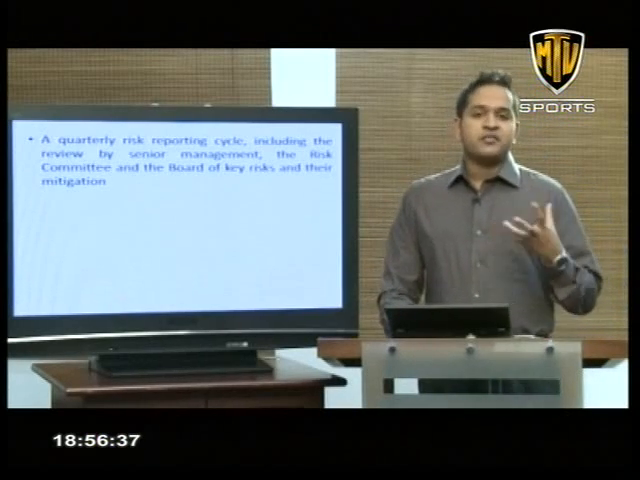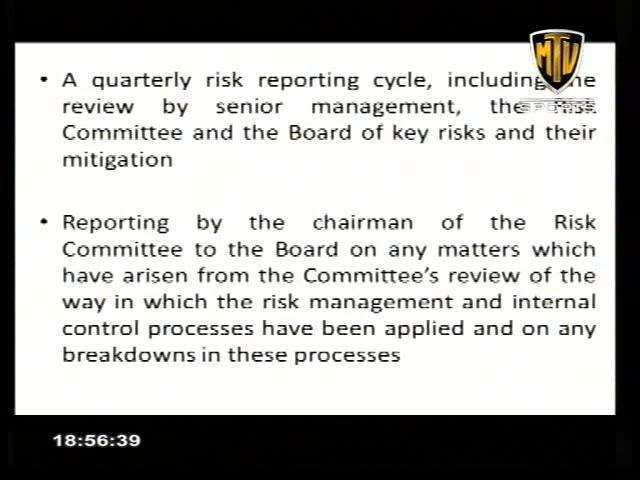A quarterly risk reporting cycle, so this is where your reporting comes into play. Now governance is fine, implementation is okay. Now how do you report, how do you keep a track of it? So you can suggest a quarterly cycle. If you don't like quarterly, it can be monthly, more of a periodic reporting cycle, and who is responsible for that and who will keep on tracking the progress of it as well.